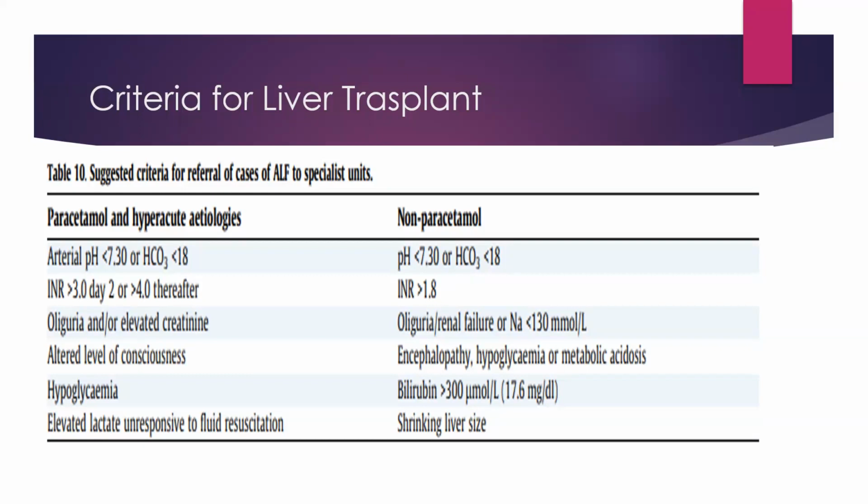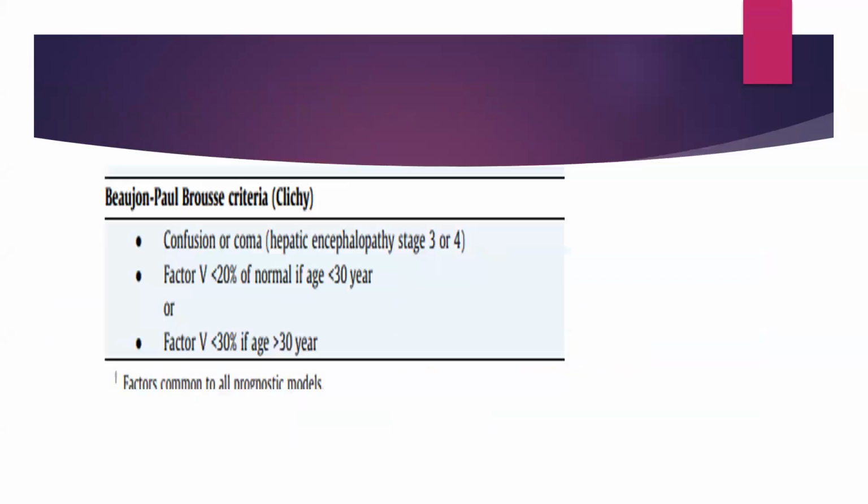And if it is a non-paracetamol case, then the pH should be less than 7.3 and bicarb should be less than 18. INR should be more than 1.8. Oliguria, renal failure, and sodium should be less than 130. Encephalopathy, hypoglycemia, or metabolic acidosis. Bilirubin should be more than 3 and the shrinking liver cells. If the patient is fulfilling these criteria, we should transfer the patient.